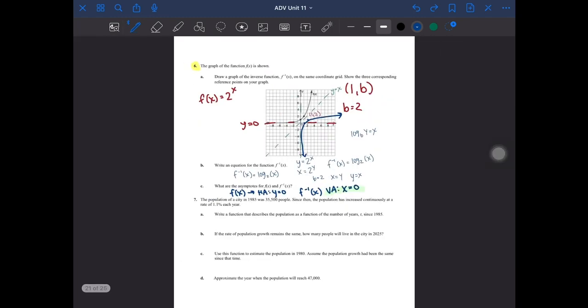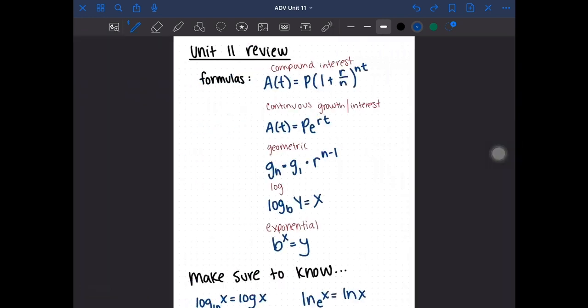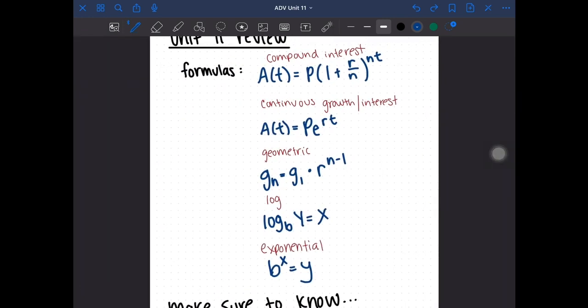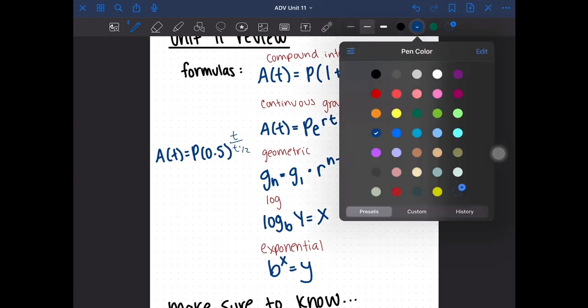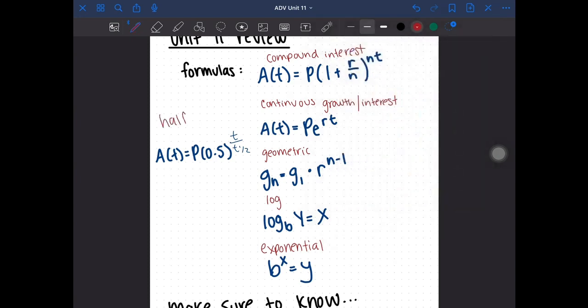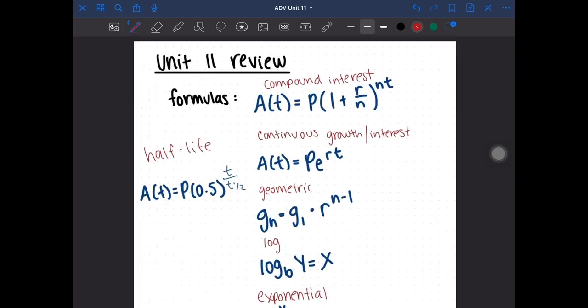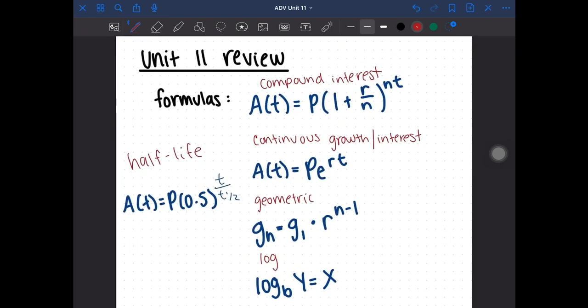Those were the biggest things that I wanted to show you guys. Again, I would make sure you have your formulas memorized. I don't have the half-life one on here, but let me go ahead and add that real quick. So the half-life one is going to be A to the T is equal to P times 0.5, and then we are going to have our time elapsed over the time of the half-life. So let me go ahead and write this down. This is going to be our half-life formula. So if you have any questions, please let me know. But those are the biggest concepts that I would know.